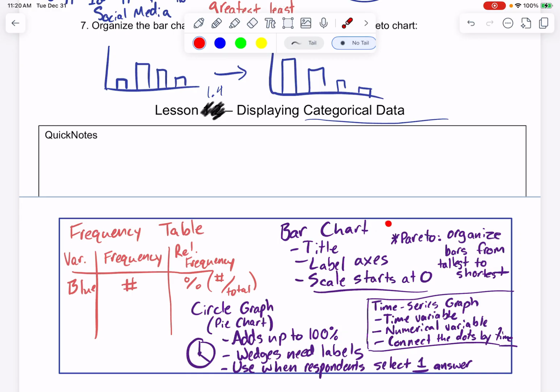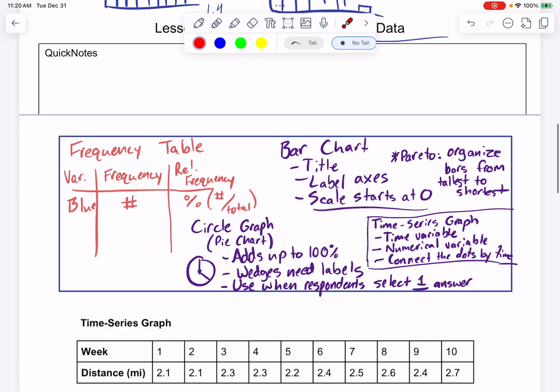There is such a thing as what the textbook calls a Pareto chart. That is just where you organize the bars from tallest to shortest. So you make sure that you put your most popular bar first, and then second popular bar second, all the way down to your least popular. A circle graph always will add up to 100%, obviously.